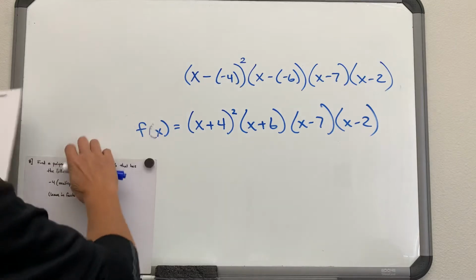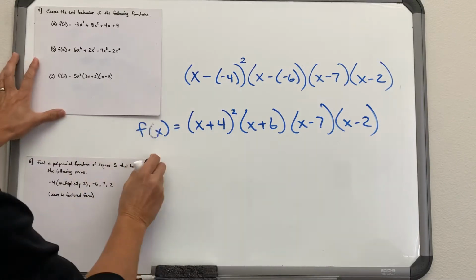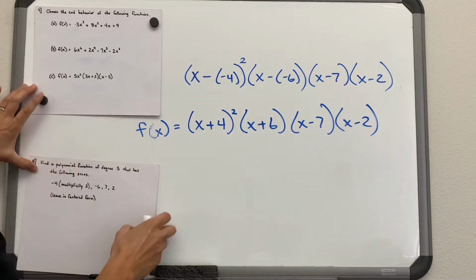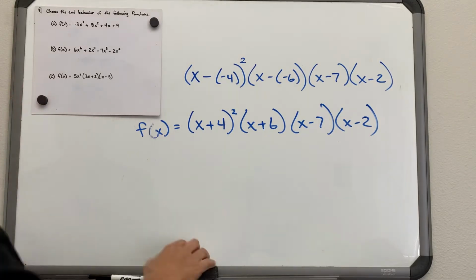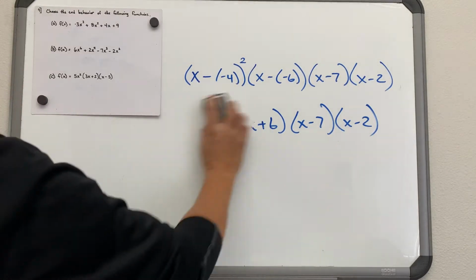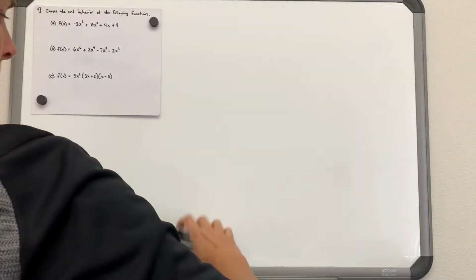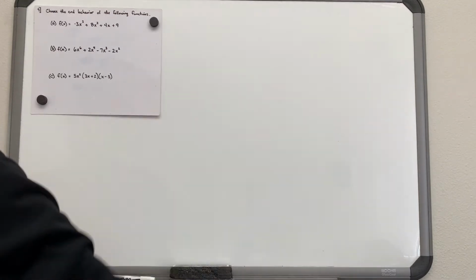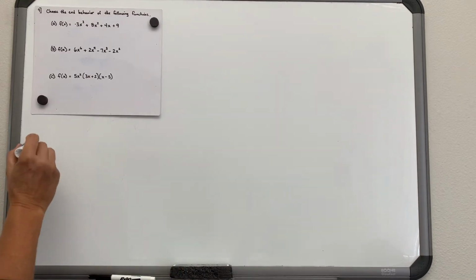All right, question 9 says choose the end behavior of the following functions. So when they're talking about the end behavior, they're talking about on a graph, how's it going to look? So let's take a couple simple examples.